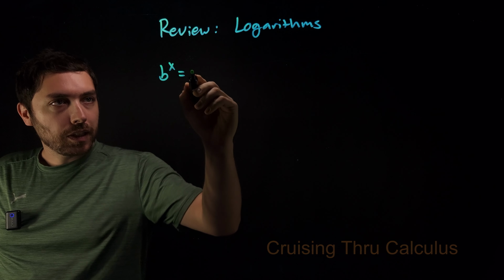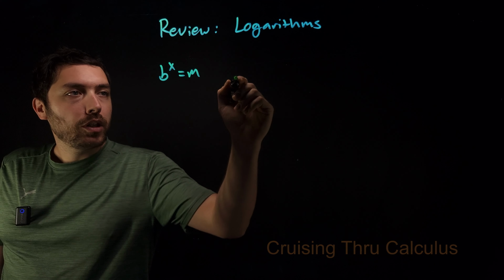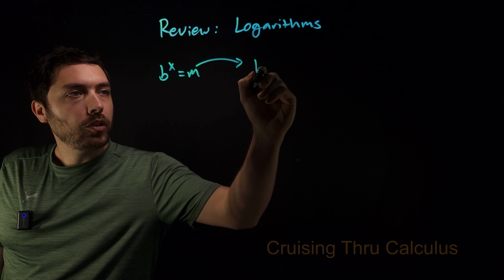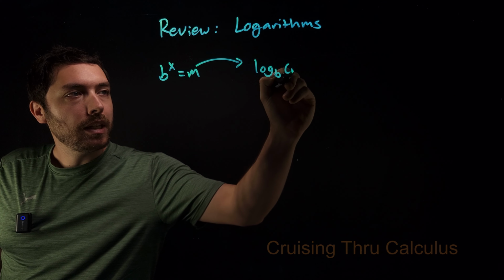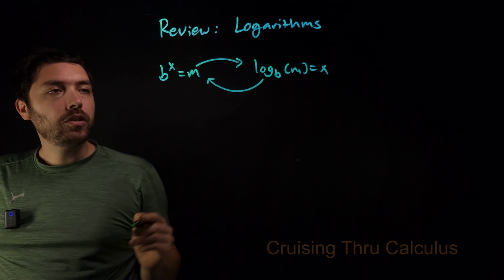So let's say you have something like this. Some number to the power of x equals some other number. Well, if you're going to convert that into a logarithm, what you're going to get is the log base b of m equals x. You can also do the same in reverse here.